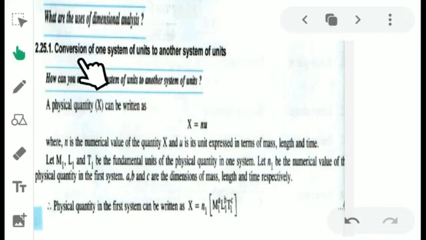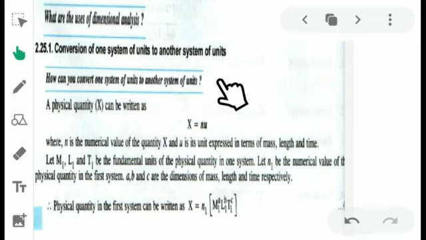First use is conversion of one system of units to another system of units. Second is to check the correctness of the equation. Third is to derive the relation between physical quantities. We will discuss one by one. First one, conversion of one system of units to another system of units. So we will see how you can convert one system into another system.